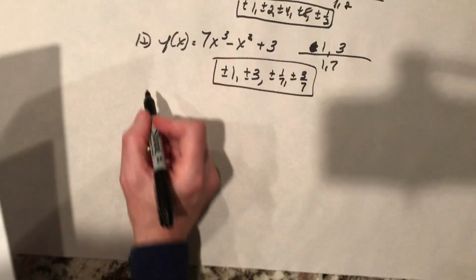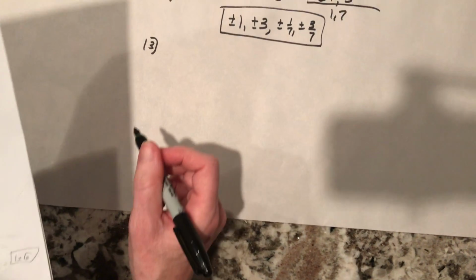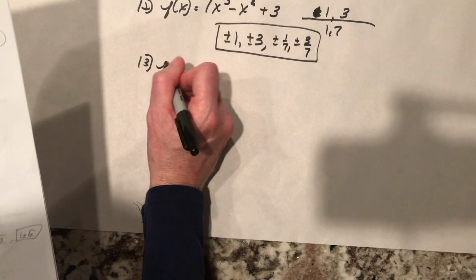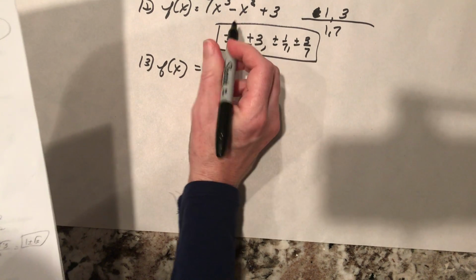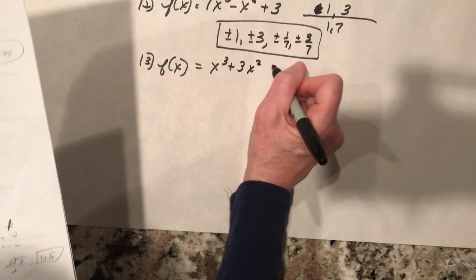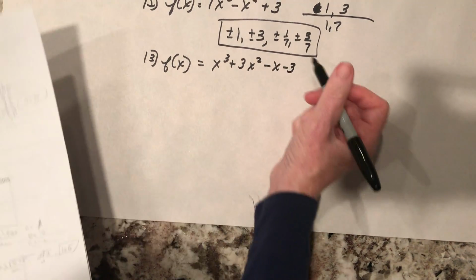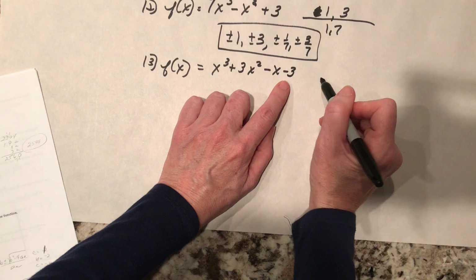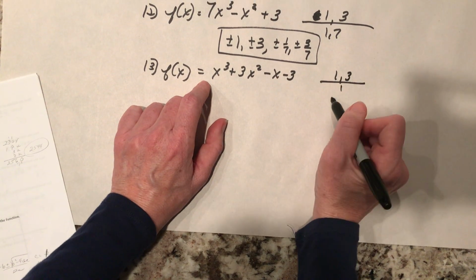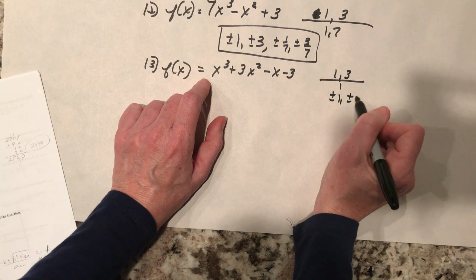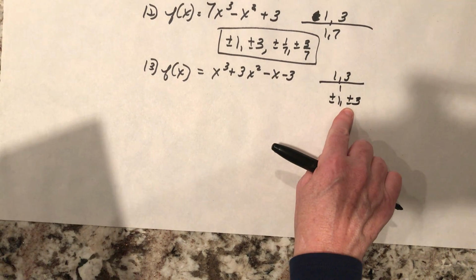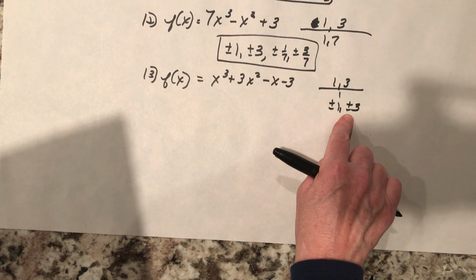Okay, number 13 asks us to use the rational zeros, find them all, and then use them, figure out what works. So one bigger step on this problem beyond what we did in number 11 and number 12. Minus x minus 3. So when we're looking for zeros, the numerator will be 1 and 3. The denominator is just a 1. So our zeros are plus or minus 1 and plus or minus 3. Those are the ones we can try.